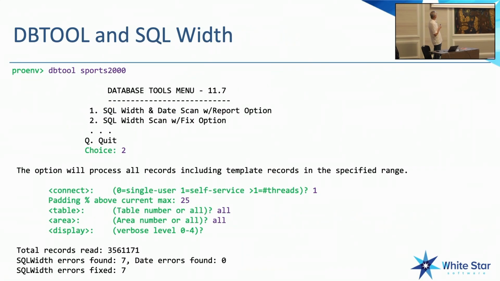As I mentioned, the SQL width issue has been kind of hounding Progress for years. There's a tool, it's called dbtool, that you can use to scan the database and expand that width so that SQL tools can deal with the data. Anybody ever have this problem? Most of you. I've always wanted to say that. dbtool is one of the ways that you can fix it, but it's not the only way.